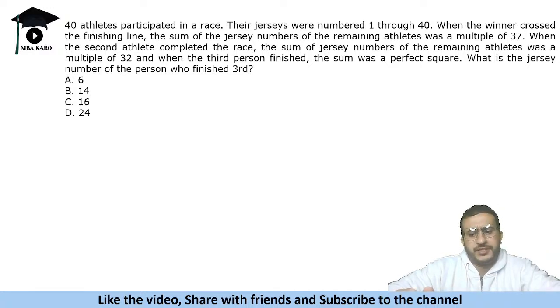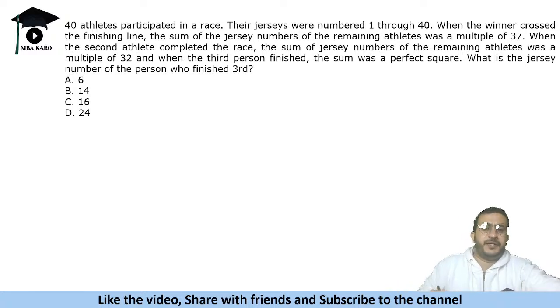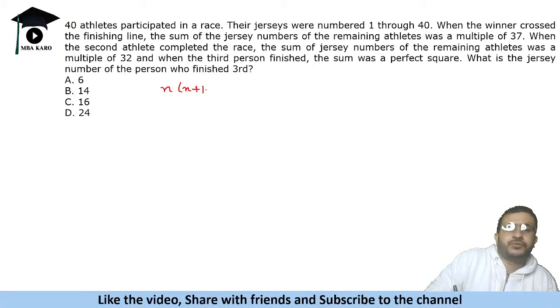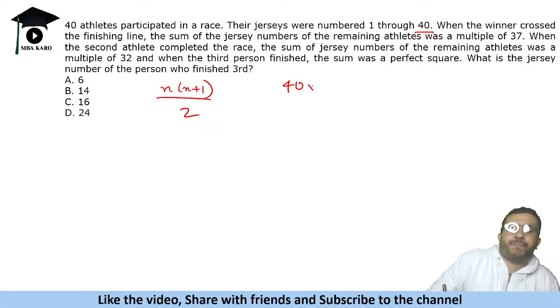सो इसमें सम ऑफ फर्स्ट एंड नेचुरल नंबर्स फिर से लगेगी प्रॉपर्टी. सो सम ऑफ फर्स्ट एंड नेचुरल नंबर्स इज n into n plus 1 by 2. ठीक है, तो 40 पीपल भागे, 820.